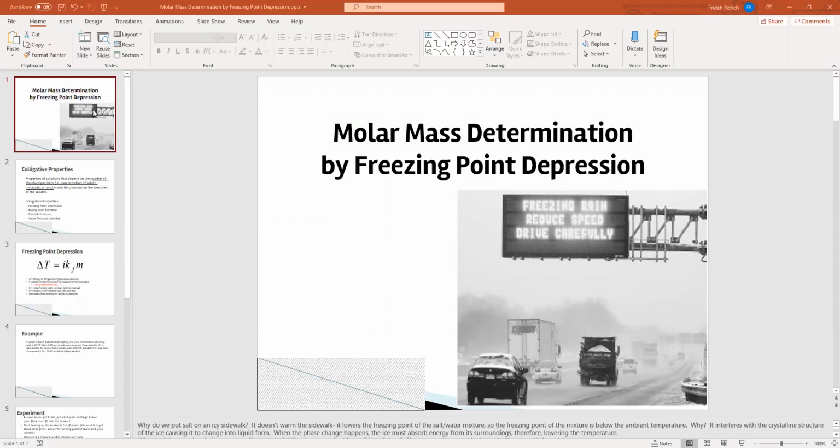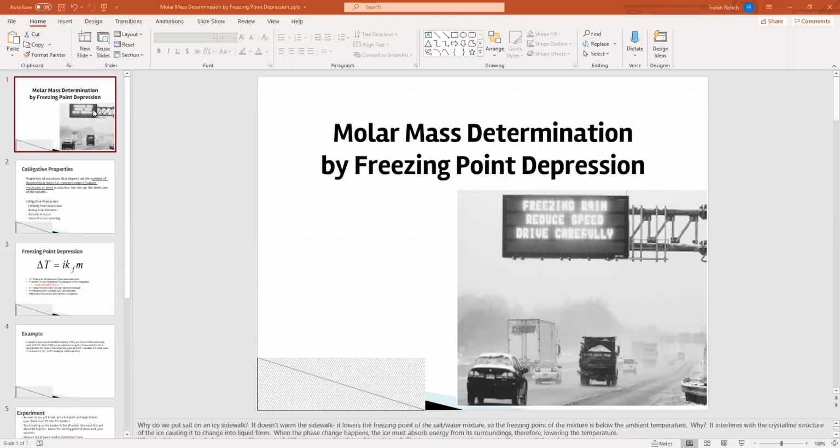Have you ever wondered why we use salt to melt ice on sidewalks during winter, even though we know that the salt doesn't warm the sidewalk? Well, hopefully, by the end of this lab experience, you will be able to chemically explain what is going on when we add salt to ice to melt it.